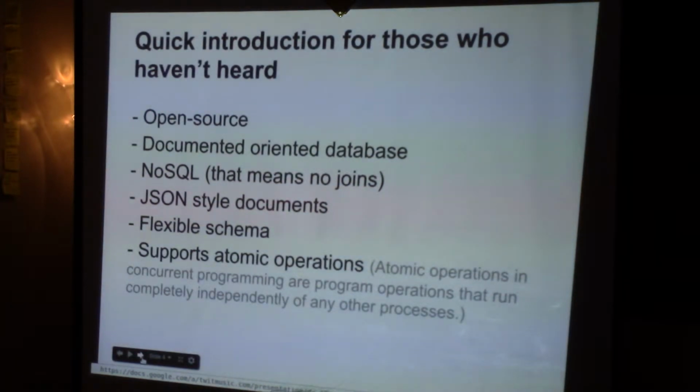All right, so quick introduction for those who haven't heard of this database. It's open source. It is a document-oriented database. NoSQL, that means no joins, so hopefully a fast performance there, although arguable if you are a guru in the SQL side. This outputs JSON-style documents. It's a very flexible schema, and it supports atomic operations.